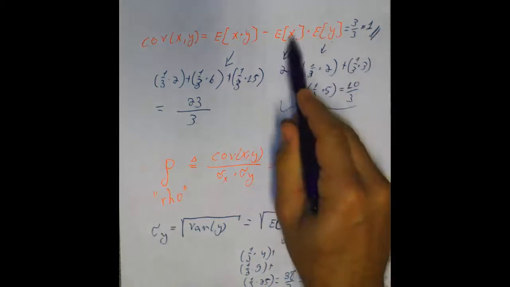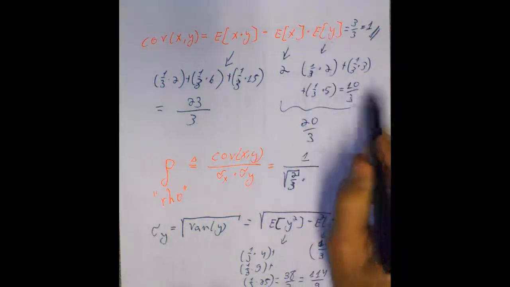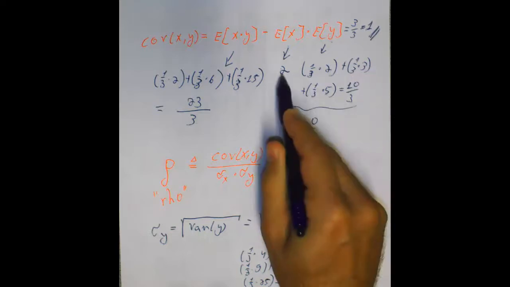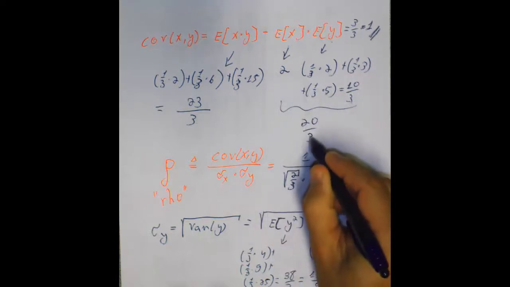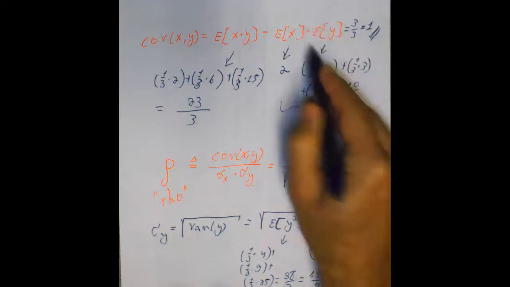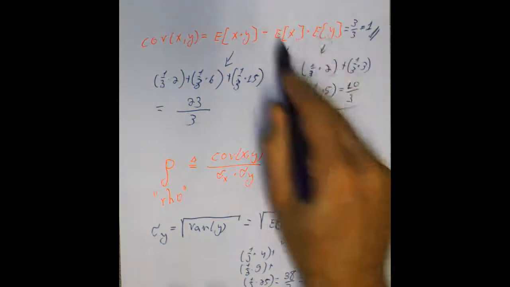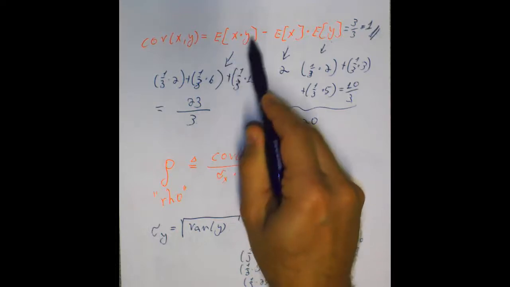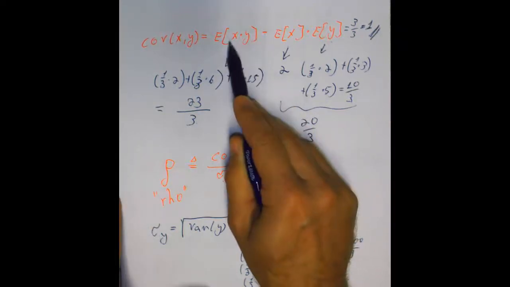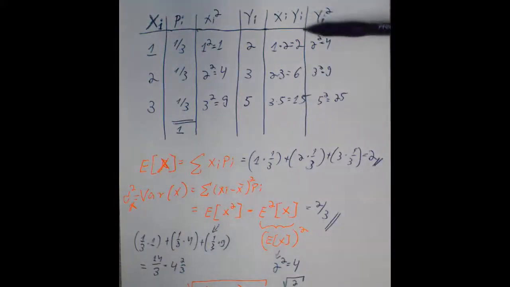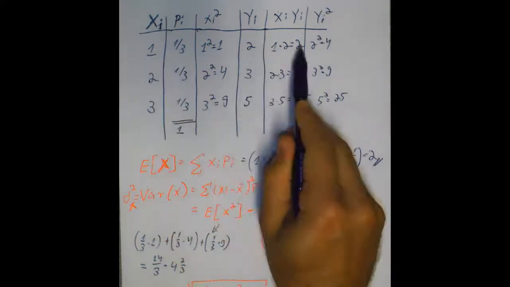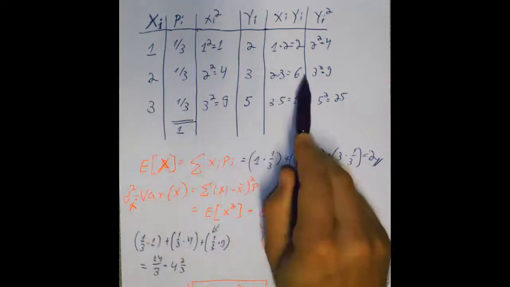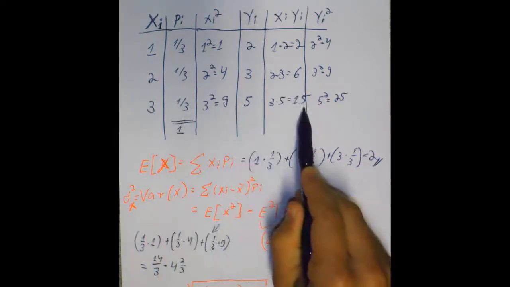Altogether, expected value of x is 2, expected value of y is 10 divided by 3. 2 times 10 divided by 3 altogether is 20 divided by 3. This is only this part, the product of the expectation. Let's now work on this part, the expected value of the product. In order to calculate x times y, you go back to the table and you create a new column, you call it xi yi. So 1 times 2 is equal to 2, 2 times 3 is equal to 6, 3 times 5 is equal to 15.